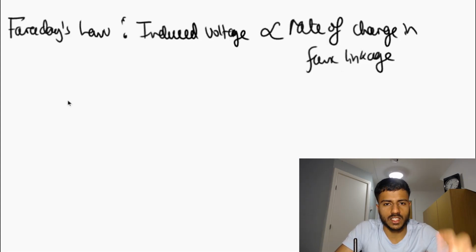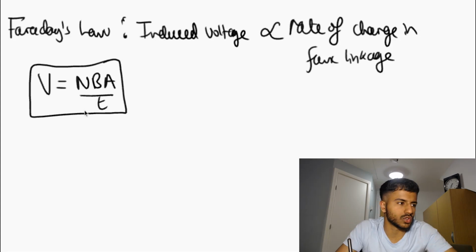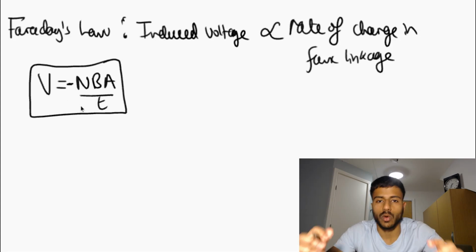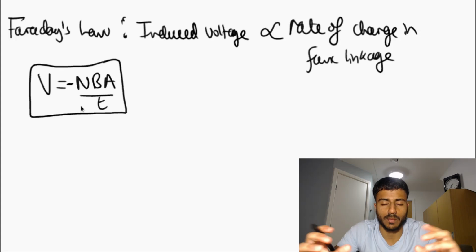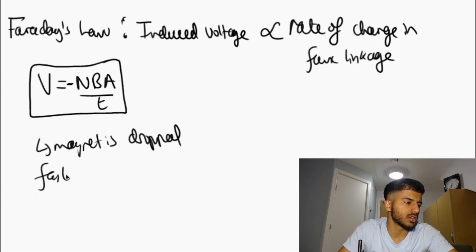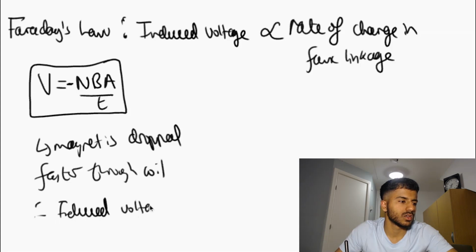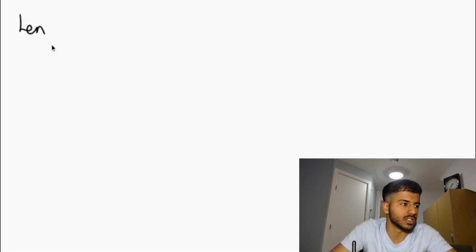So that means when this magnet is dropped, the voltage is going to be equal to change in NBA over time, and is actually going to be equal to minus the change in NBA over time. And we'll look at what the importance of this negative sign is in a minute. But we can see that if this magnet is dropped faster through the coil, there will be a smaller time, so therefore the induced voltage will be greater. Now the reason for this minus sign is due to Lenz's law.